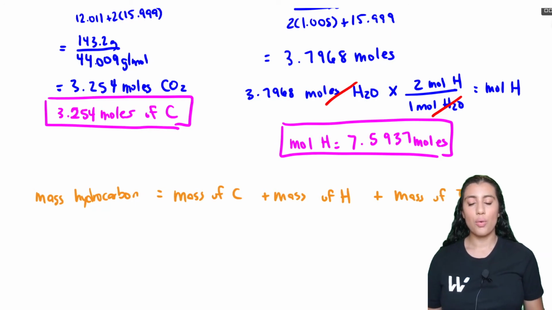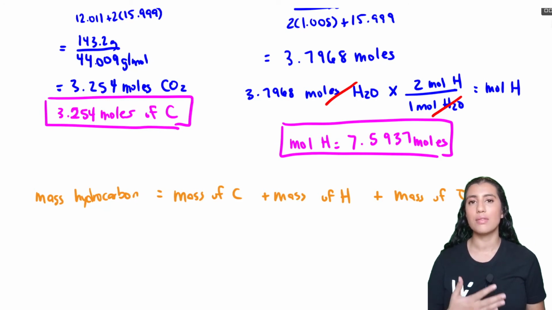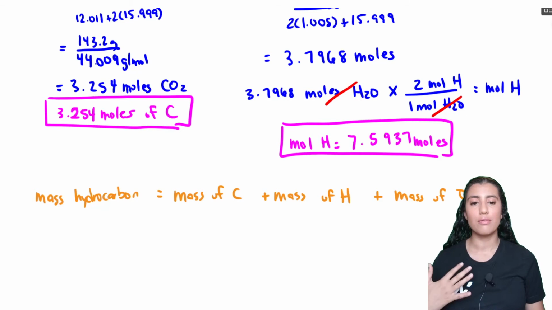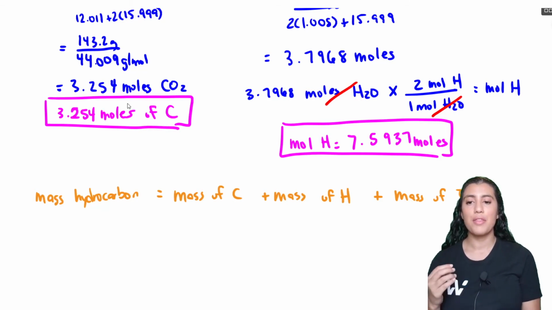Okay, so I'm going to need to solve for the masses of carbon and hydrogen, and I'm given the mass of the hydrocarbon, and then I can solve for the mass of oxygen and then use that to solve for the moles of oxygen. So I now have moles of each of our atoms. So let's go ahead and solve for the mass of carbon and hydrogen.